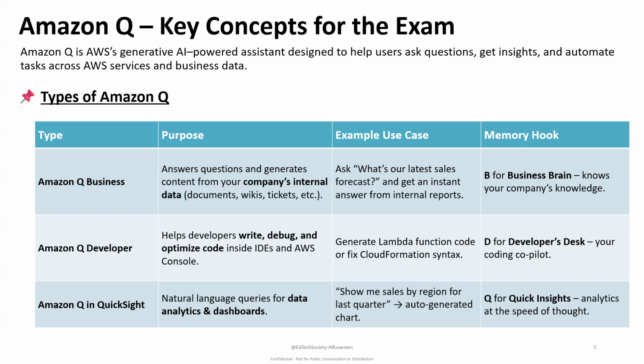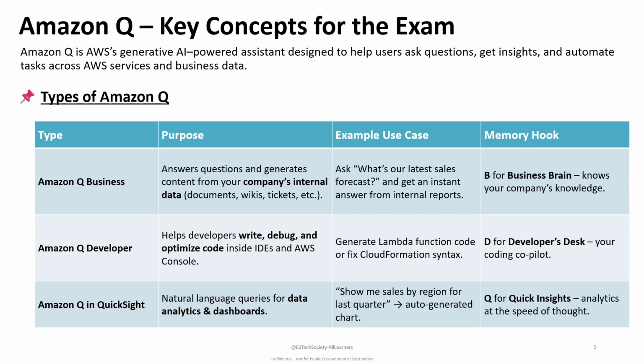Amazon Q Developer, just think if you need to write code or debug or anything like this, which is specifically for development activities. For example, you need to generate a Lambda code or fix a CloudFormation syntax, then you should use Amazon Q Developer. Suppose you have written a Python script, you want to correct it, you are not sure about a specific syntax, you can just put it in the Amazon Q chatbot. It can fix that, it can give you the suggestion or where is the error or what you can do.